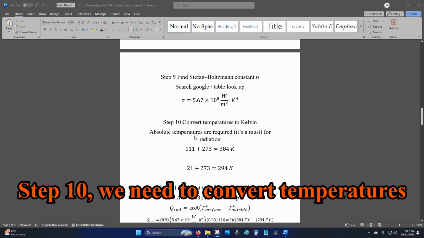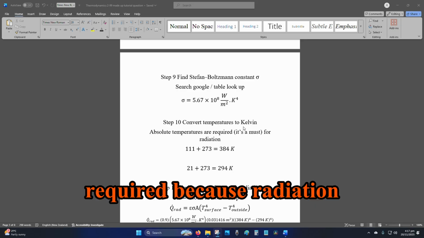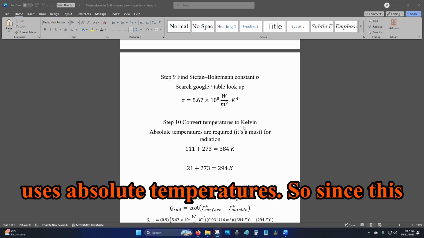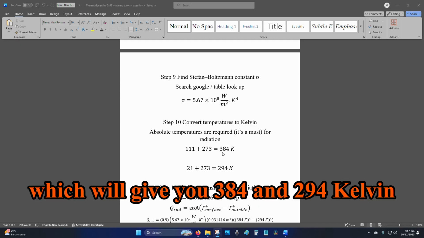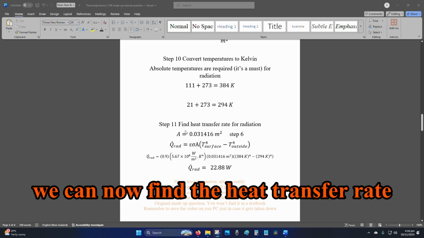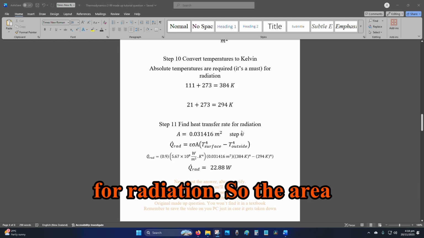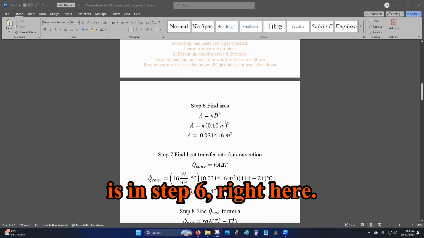Step 10, we need to convert temperatures to Kelvin. This is required because radiation uses absolute temperatures. So since this is in degrees Celsius, you add 273, which will give you 384 and 294 Kelvin respectively. Step 11, we can now find the heat transfer rate for radiation. So the area is in step 6, right here.